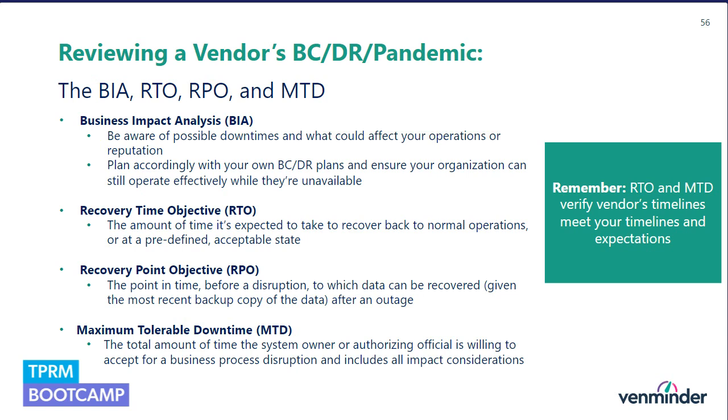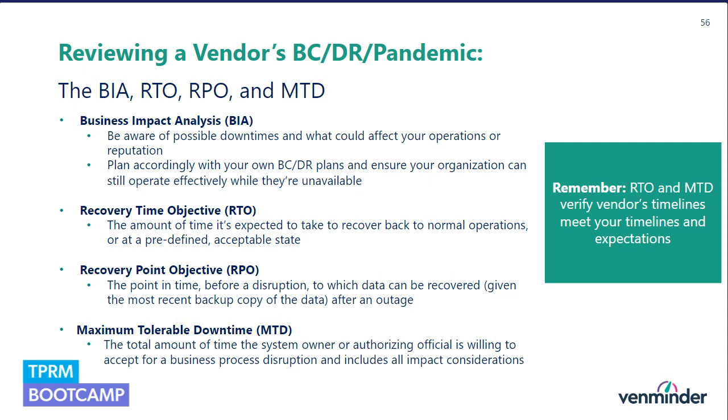The RPO represents the point in time before disruption to which data can be recovered. For example, if you do a backup once a day at 1 a.m., if a business impacting event occurs at midnight, you're going to lose all of the data from the prior 23 hours. So the lowest RPO an organization that only backs up once per day could have is 24 hours.